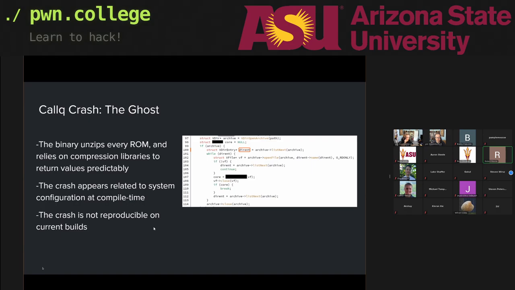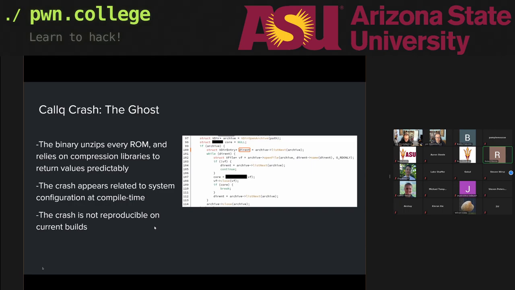Looking into it deeper, we found a couple of really interesting things about the emulator itself and the way that it does the file parsing. One, it unzips every single ROM file that it receives using compression libraries, and the binary counts on the fact that the compression libraries are going to return values predictably based upon what goes into them. So initially our thought was that we might have accidentally stumbled into a bug inside of either minizip or one of the other compression binaries that had been put into the ROM. We determined that that was not the case.